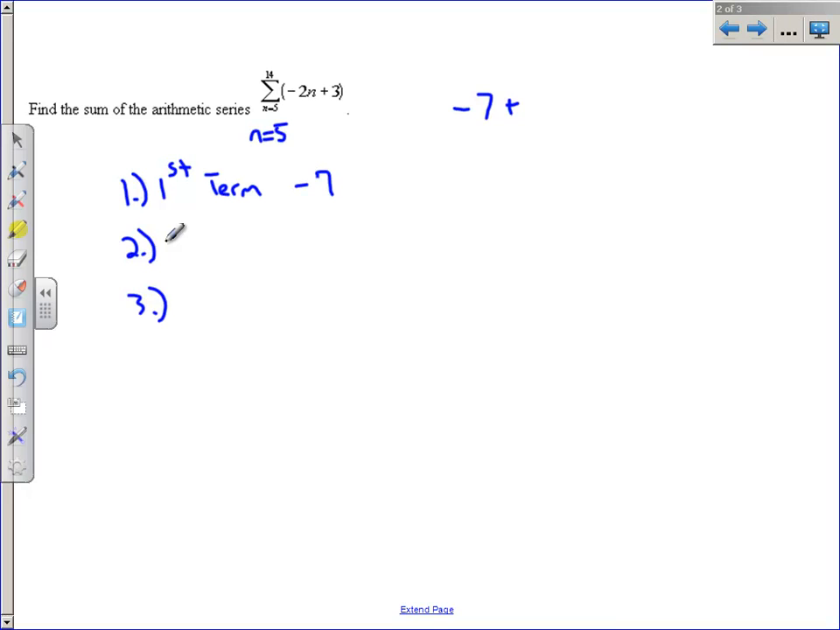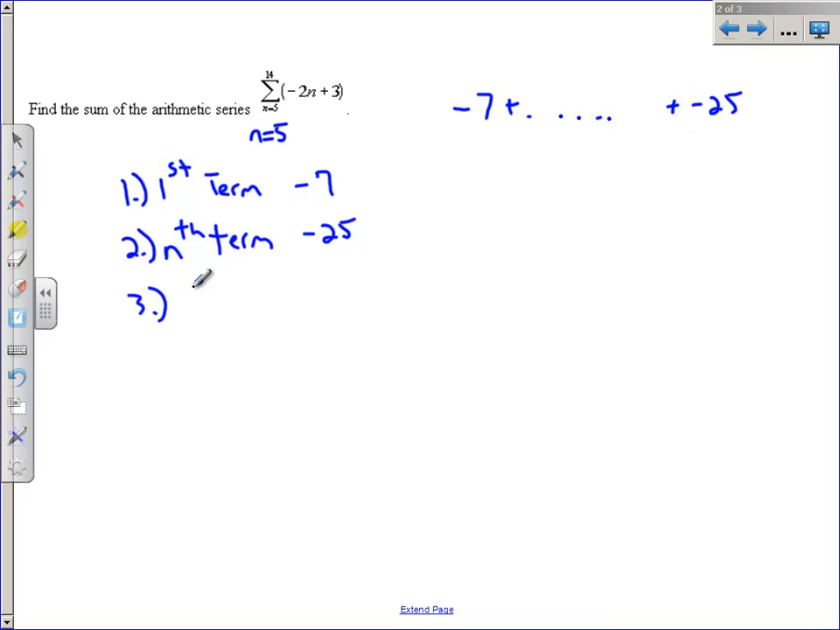Now we need to know, what is the last term, or the nth term? Here that means plug 14 in for n. That's going to be negative 2 times 14, which is negative 28, plus 3 is negative 25. So we're going to be adding negative 7 plus dot dot dot all the way out to plus negative 25.